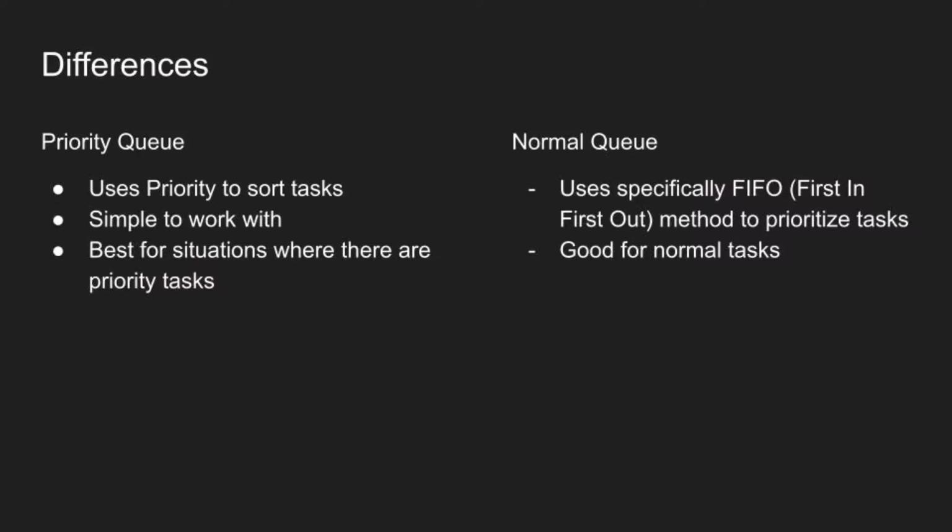Normal queuing uses specifically the FIFO method, first in, first out, to prioritize tasks, just like how merchandising works for accounting. It's good for normal tasks, but never for priority tasks.